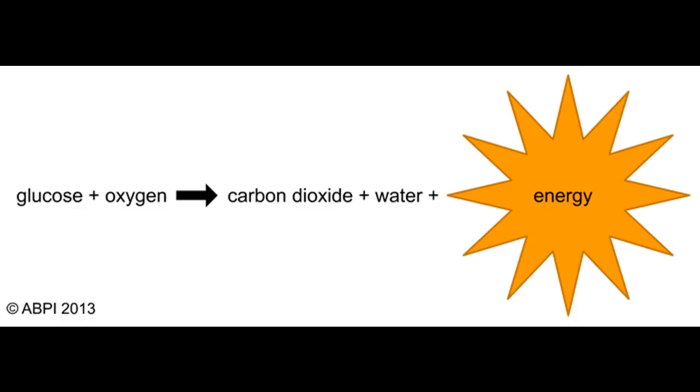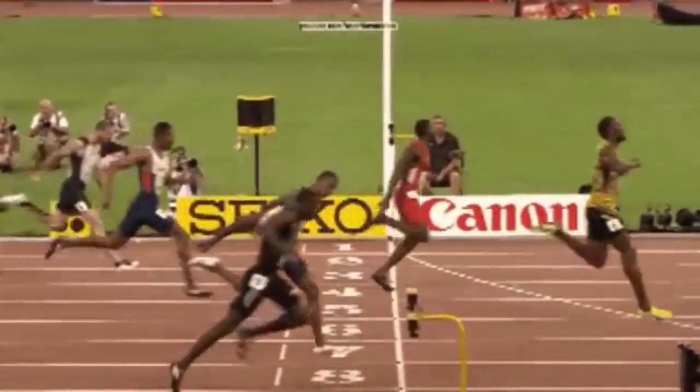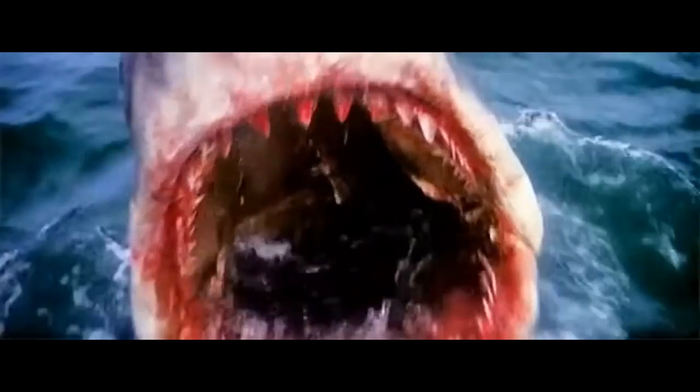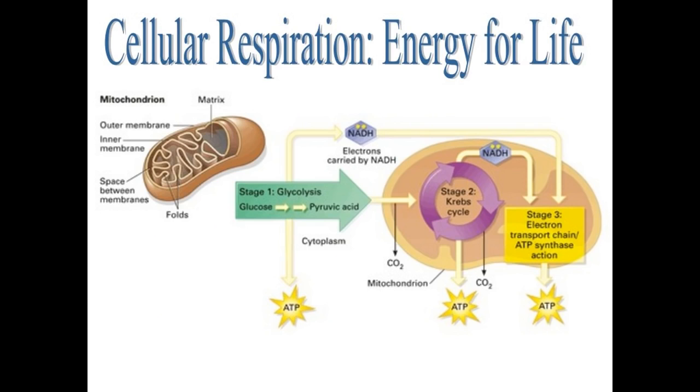If we look at cellular respiration as an equation, we can see that we take in glucose and oxygen and release carbon dioxide and water as we breathe out. And what do we get out of it? Energy. Whether we're running, swimming, or just growing, we need energy, and it comes from our cells.